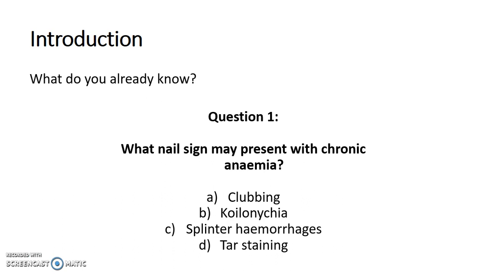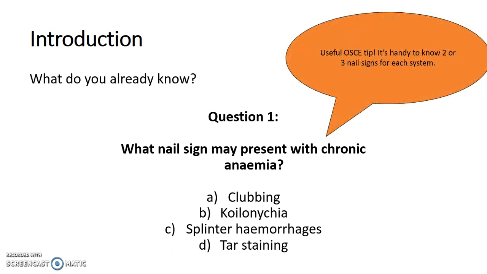What nail sign may present with chronic anemia? And a useful tip for your OSCEs is to know 2 or 3 nail signs for each system. So is it clubbing, koilonychia, splinter hemorrhages, or tar staining? And the answer is koilonychia.